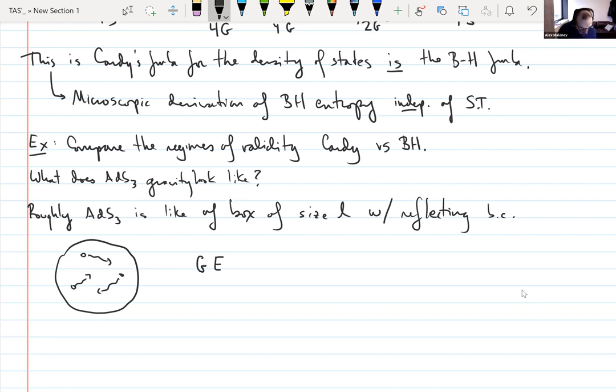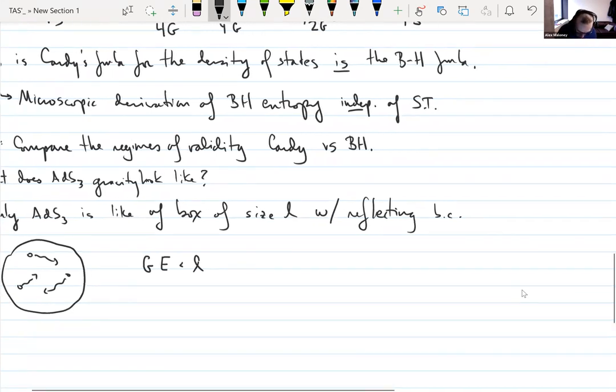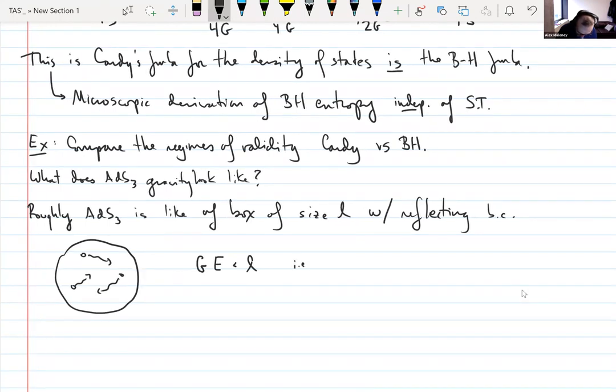And when will this perturbative picture be valid? This will be valid when the energy is small compared to the AdS radius divided by Newton's constant, right? That's just because G controls the strength of gravitational interactions. So you've got perturbative stuff when, in the CFT language, the energy of your state is much less than the central charge. So CFT states with energy much less than the central charge describe perturbative stuff in AdS.